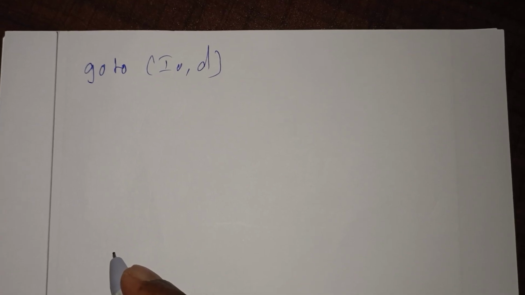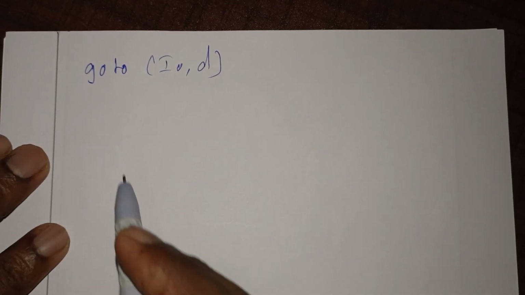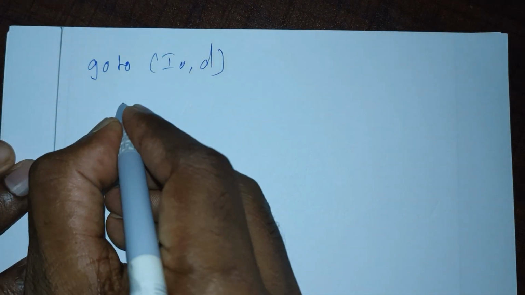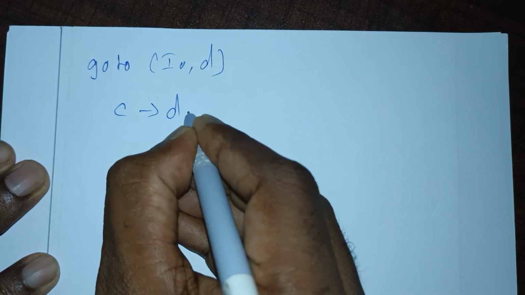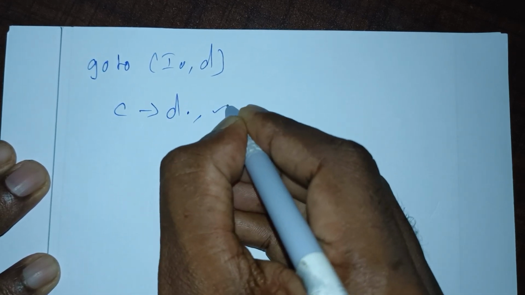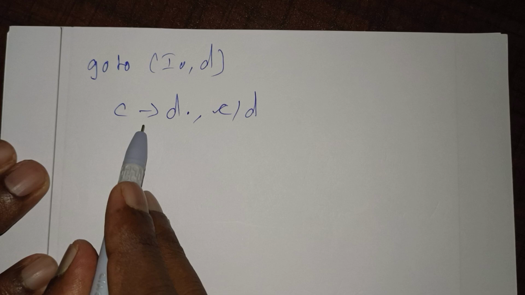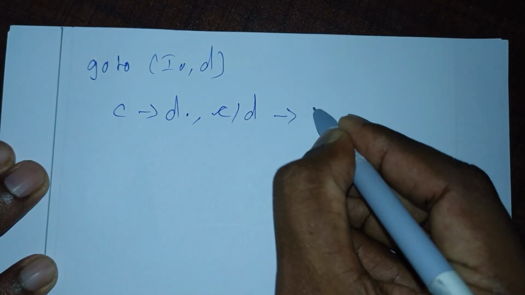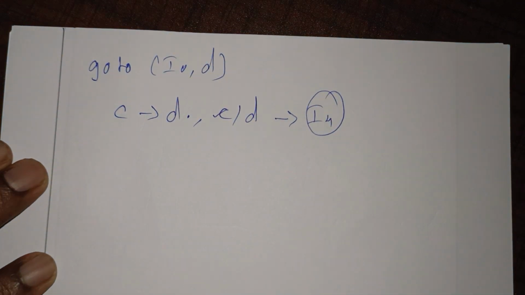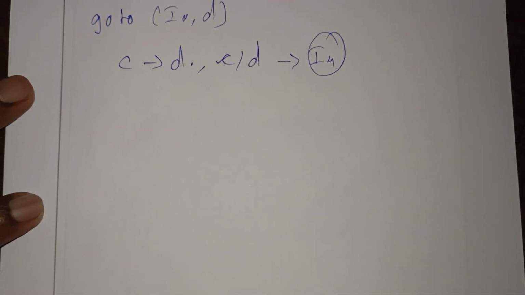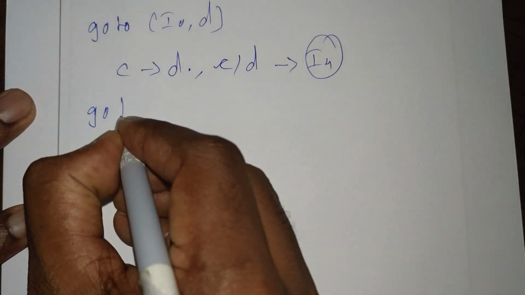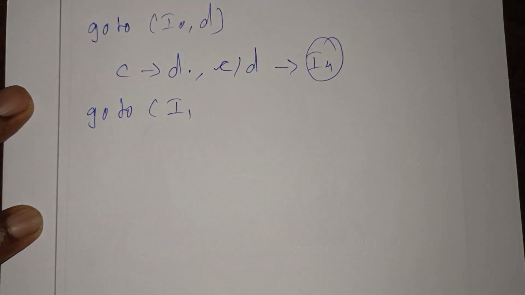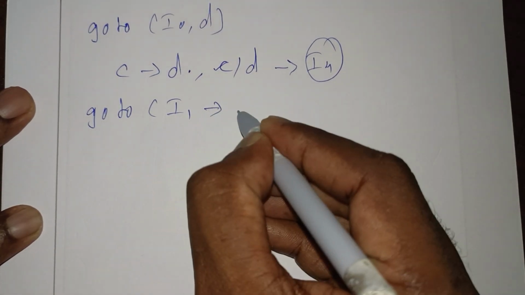After iteration number 3, let me go to the function using Goto(I0, small d). So we got C tends to d dot comma c/d. So this is a new iteration. The dot has been moved here. The c/d is also a lookahead value. So I'm going to mention it as iteration number 4, right? So again go to I1. I1 you can find is null actually. So I am mentioning it as null.